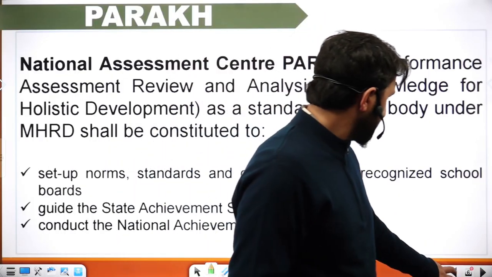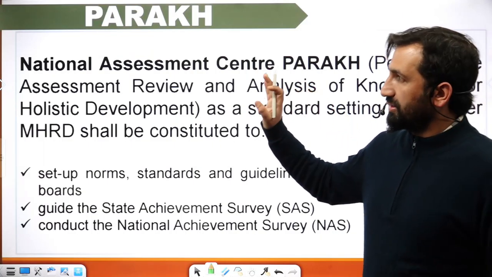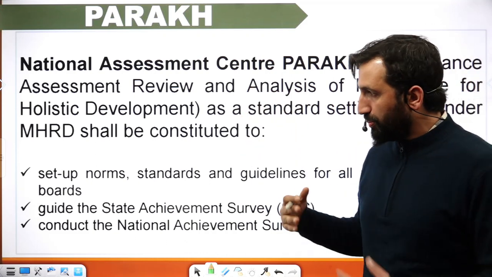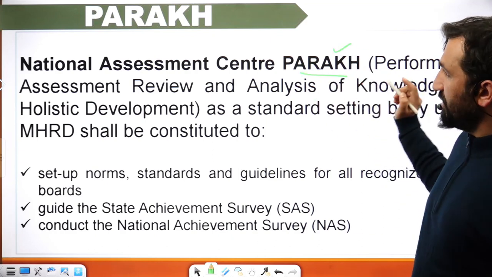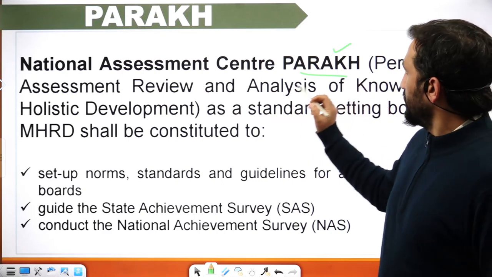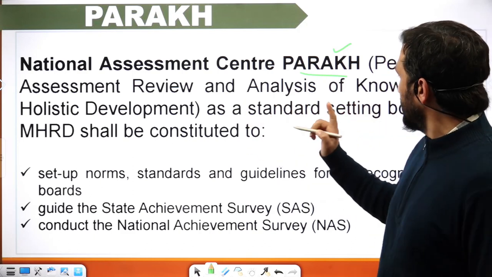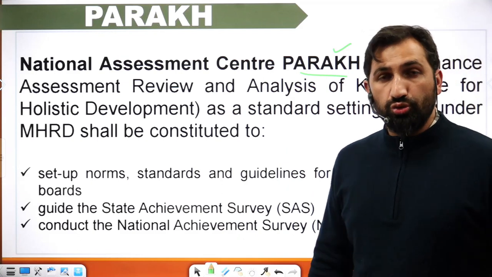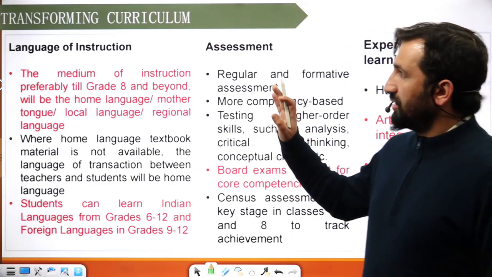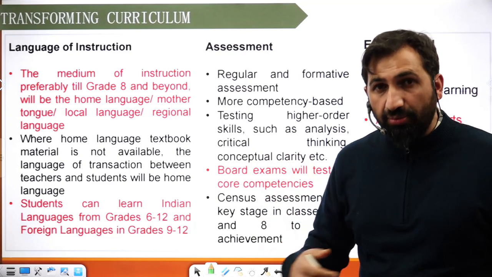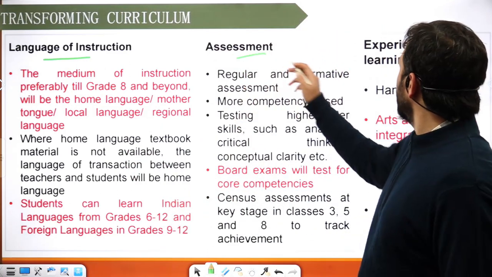The second component of this policy is PARAKH. PARAKH will be there because, in order to implement these things, there has to be a center which will review the performance. Its full form is Performance Assessment, Review and Analysis of Knowledge for Holistic Development, of both teachers as well as students. Now the second important aspect of the National Education Policy is to transform the curriculum, both in language of instruction, assessment and experiential learning.